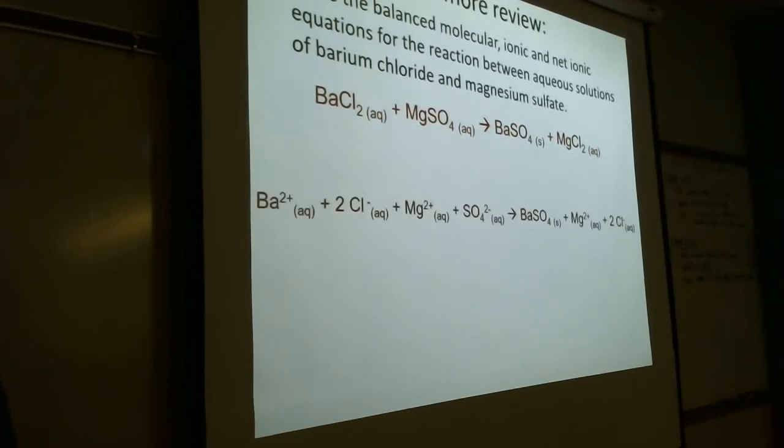So that means that our net ionic equation is Ba2+ plus SO4 2-, producing BaSO4. The subscript for the reactants would be aq, and the subscript for the products would be s, s for solid. Do we agree on this one? If you made a mistake, do you see where you made it?